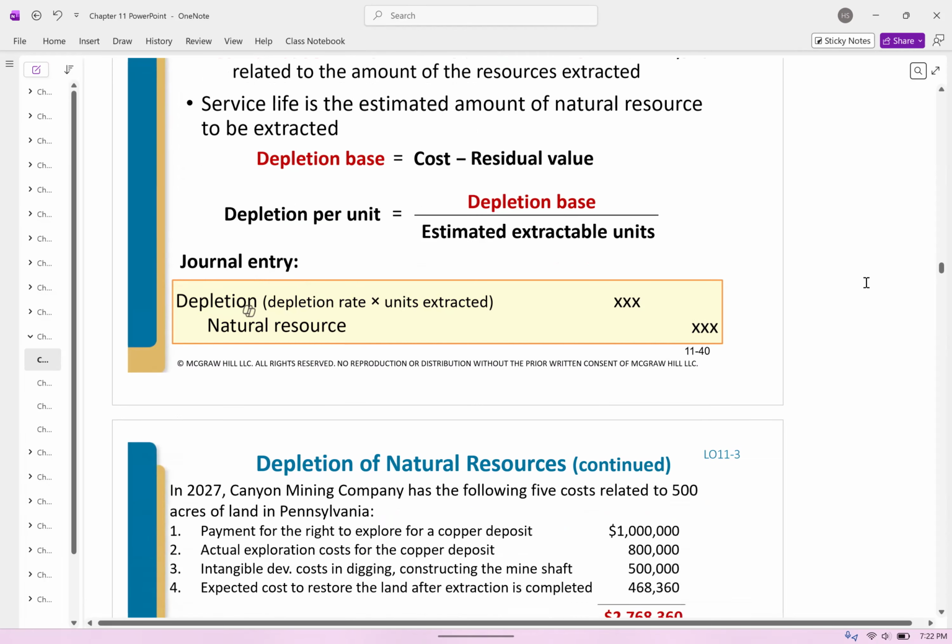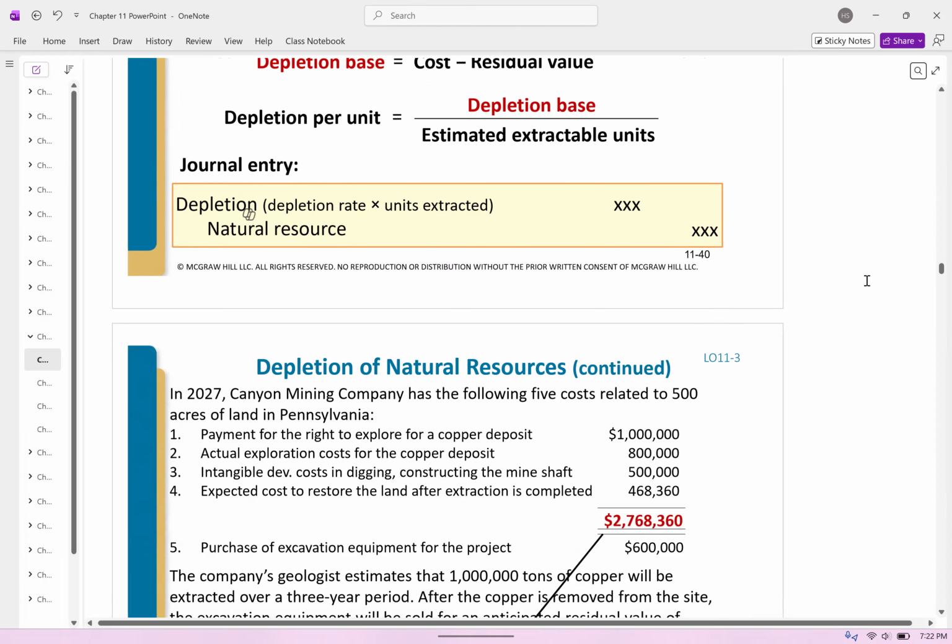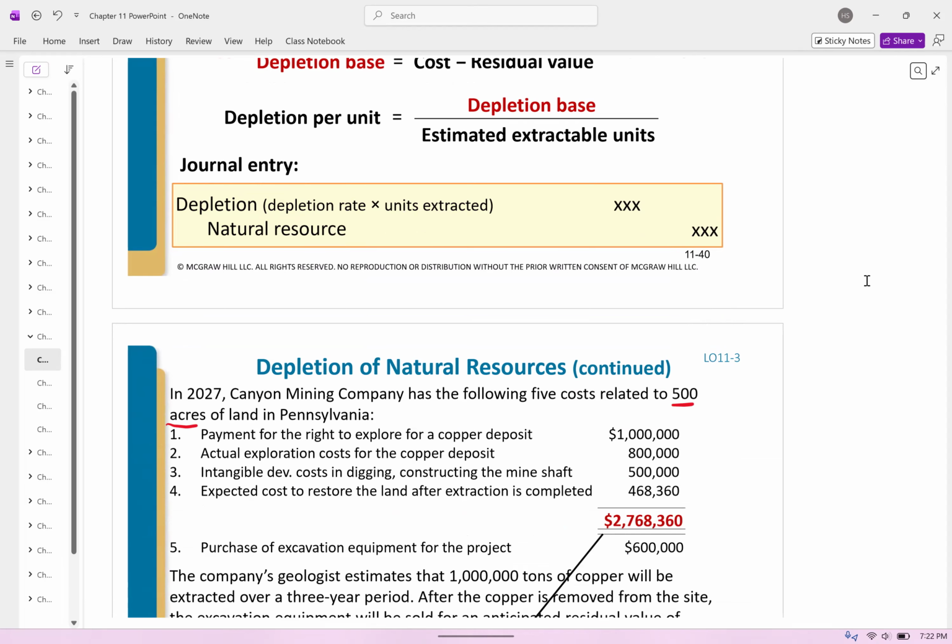We have an example. Canyon Mining Company has the following 5 costs related to 500 acres of land in Pennsylvania. They have payment for the right to explore for copper deposit, actual exploration cost, 800,000, intangible development cost in digging and constructing the mine shaft, and expected cost to restore the land. That is very important because if you've messed the land up, you want to restore the land. And then that gives us a total of that number. I'm not even going to try to say it.